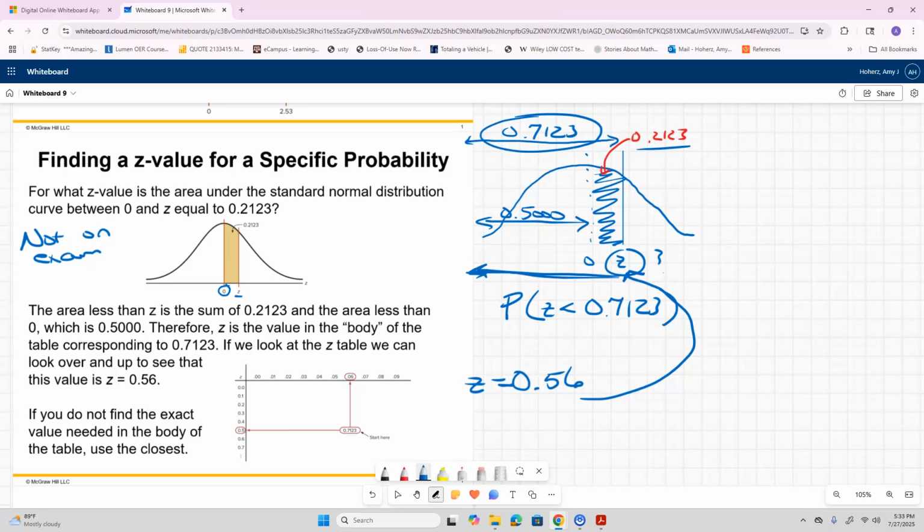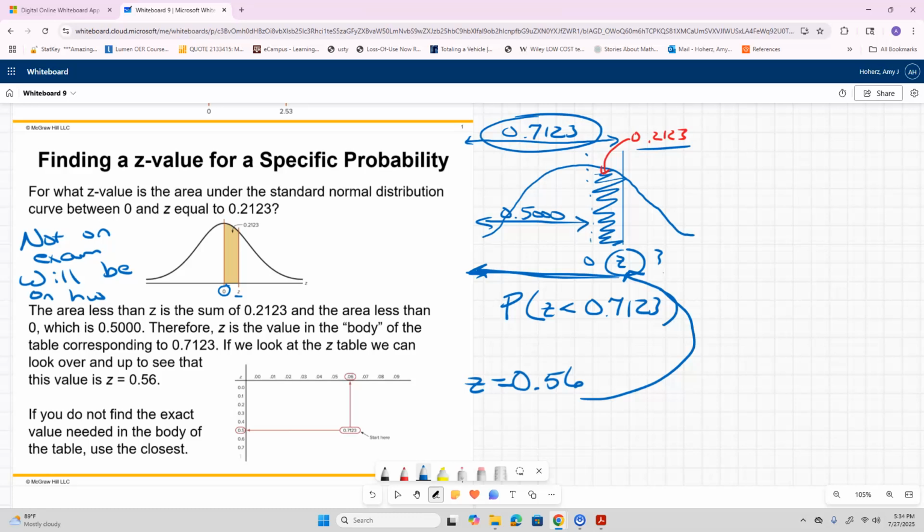I won't ask you one of the backwards ones. I won't give you a percentage and ask you to find the z value, but it will be on the homework. Just a couple probably. Most of them will be the other type, but there'll be one or two maybe where you have to work backwards, where you're given a percent and you have to find the z value.